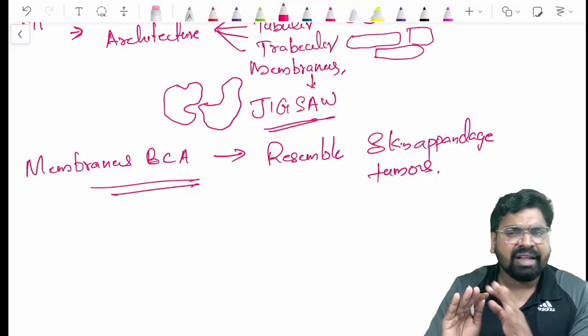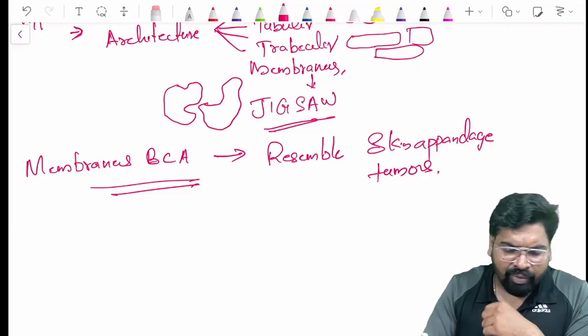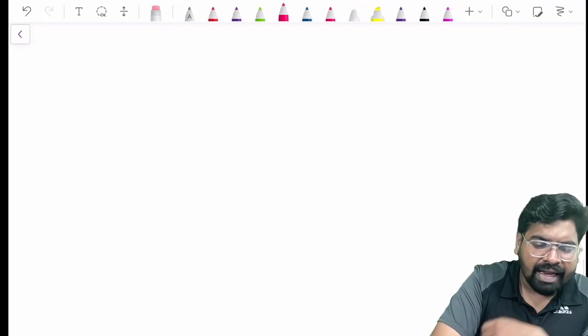So there is nothing much more regarding this basal cell adenoma. Now one more tumor I would like to discuss, canalicular adenoma.